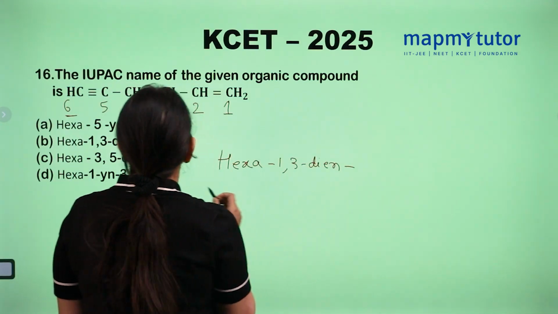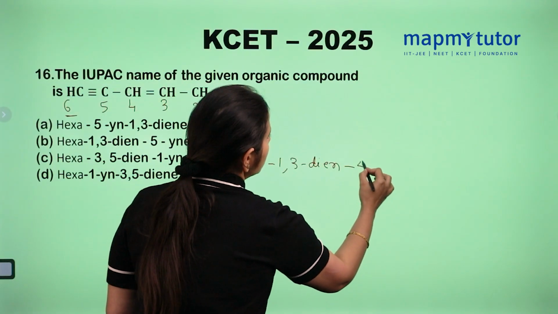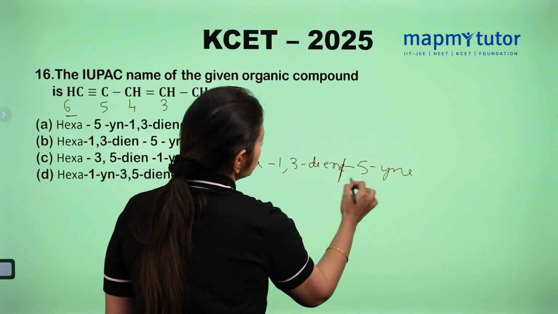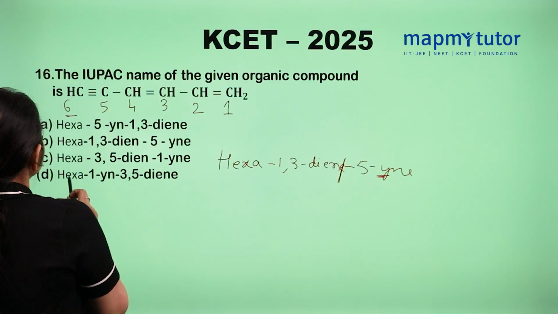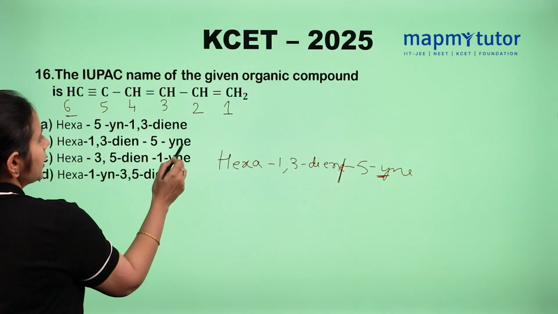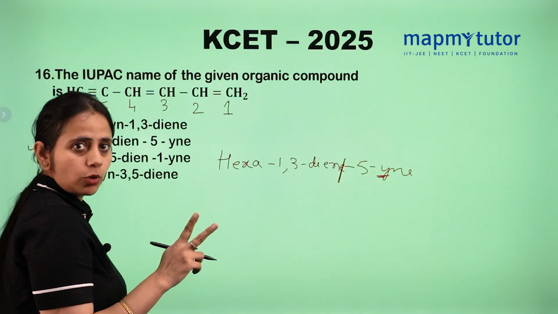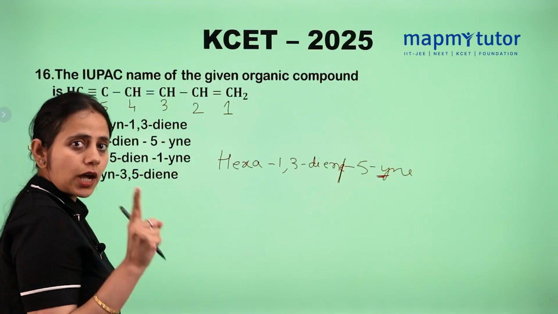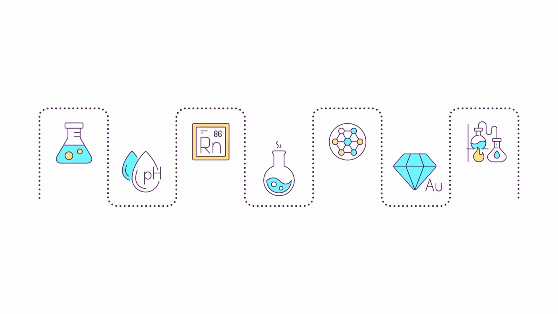And the triple bond is on the 5th position, so it will be 5-yne. Of this diene, we will not write the final e. So the answer is hexa-1,3-dien-5-yne. This is the right answer. So please remember, whenever there is a double bond and a triple bond on the terminal positions, we always start numbering from the double bond side.